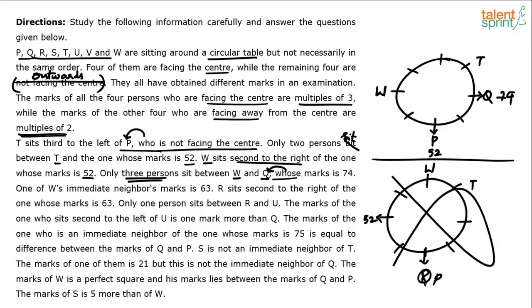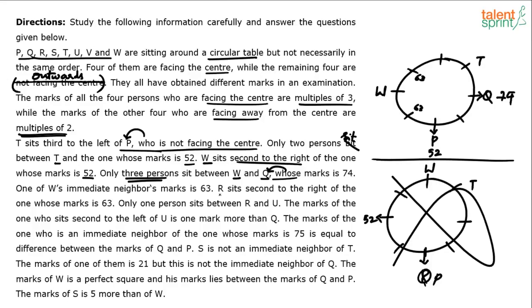Next point. One of W's immediate neighbor's marks is 63. So either this is 63 or this is 63. We do not know yet. And we will not take 2 cases immediately. If you are unable to progress from here, we may take 2 cases, but otherwise let's assume that 63 either comes here or here. R sits second to the right of the one whose marks is 63. Remember, 63 is a multiple of 3. And multiple of 3 meaning what? Whoever has got 63 is facing center. So if this is 63, this position would be facing center.